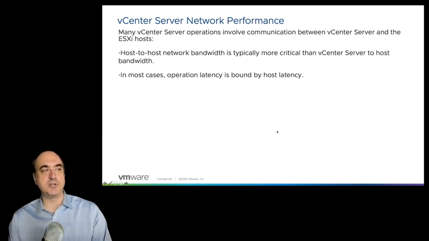So in any case, we want to ensure that is an optimal working network. In fact, we make note of this. It says host-to-host network bandwidth is typically more critical than vCenter server to host bandwidth. What are we referring to here? I know they say host-to-host, and that's not really what we should be referring to here. It's not ESX host to ESX host. They don't really talk to each other very often. They do. I mean, there's heartbeats for things like HA and vSAN and stuff. But what this is referring to is vCenter host to vCenter host.